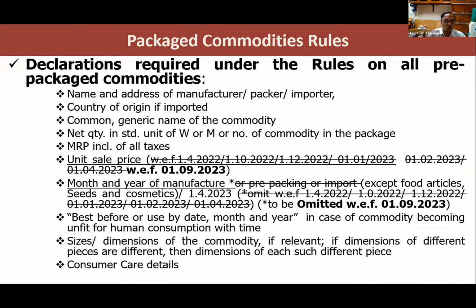These are the declarations required on a prepackaged commodity: name and address of the manufacturer, packer or importer, country of origin if it is an imported product, common or generic name of the commodity, net quantity in standard unit of weight, measure or number, MRP, which is inclusive of all taxes, unit sale price, month and year of manufacture, best before or use by date, month and year, sizes or the dimensions of the commodity if relevant, and the consumer care details. So these are the few declarations which we require on a prepackaged commodity in the interest of the consumer, so that a consumer can take a decision before buying a product.